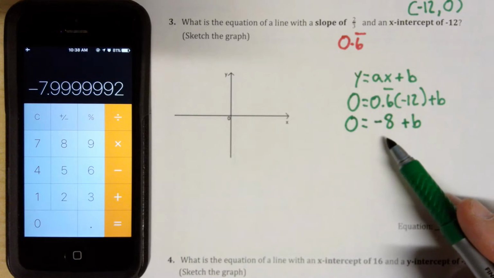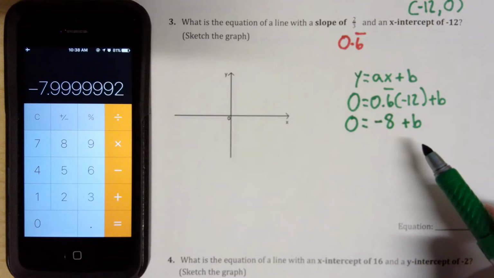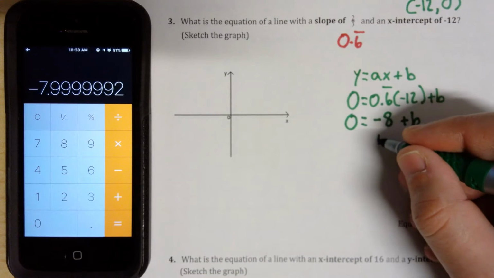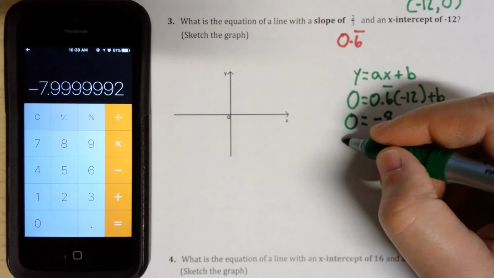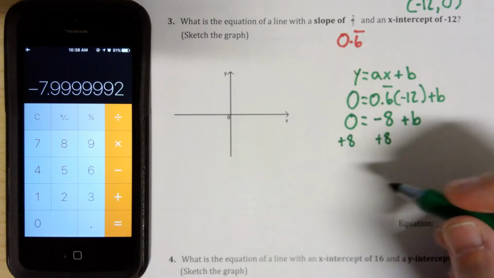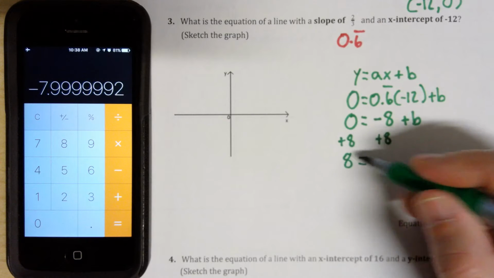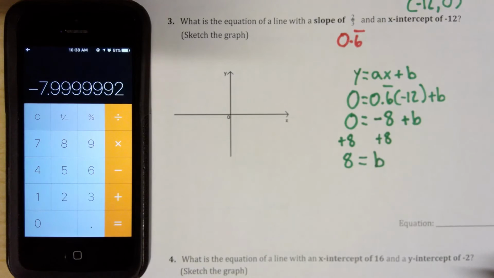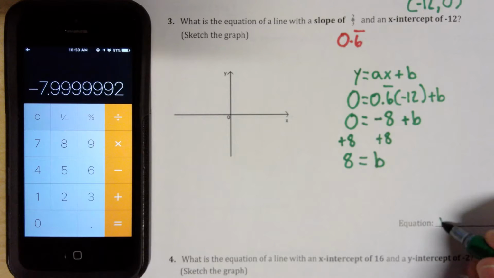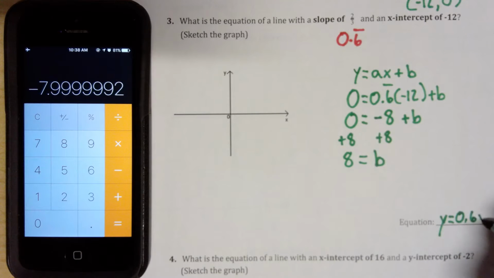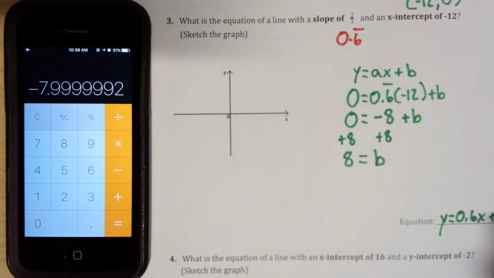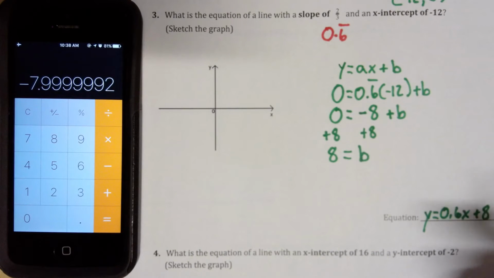So now the only thing left to do is isolate this b to make sure it's by itself, so we're going to add 8. So we're going to add 8 on each side. When we do that, we're left with 8 is equal to b. So now we have our equation. Our equation is y equals 0.6x plus 8.